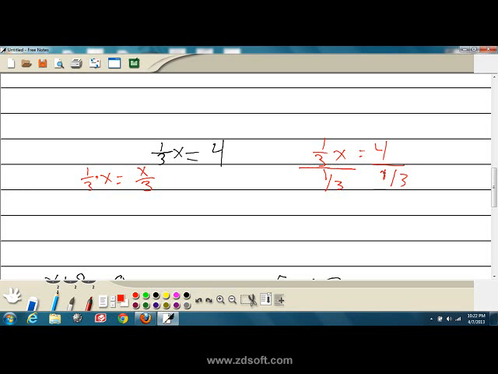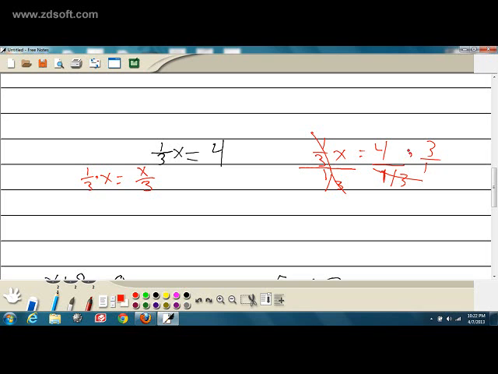Now, some of y'all always said to do this, which is fine. It is correct. But some of y'all do not know how to divide fractions. So when you divide fractions, top and bottom, you cancel out. Now when you divide a fraction, remember you have to flip it and multiply. So we flip the 1/3 and it becomes 3/1.